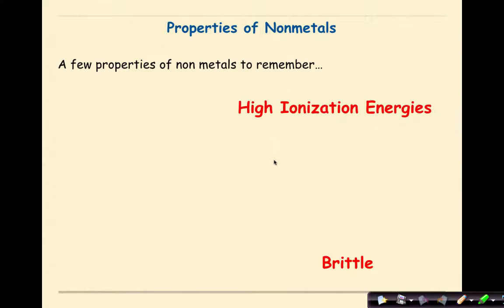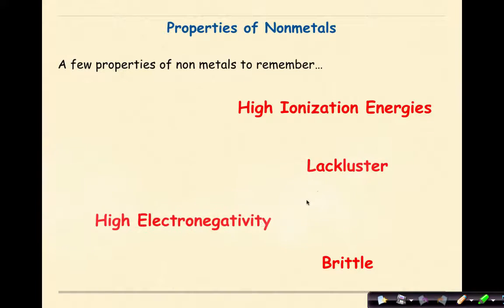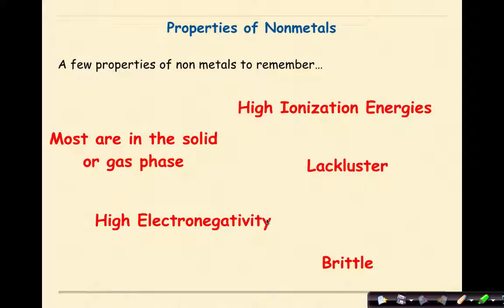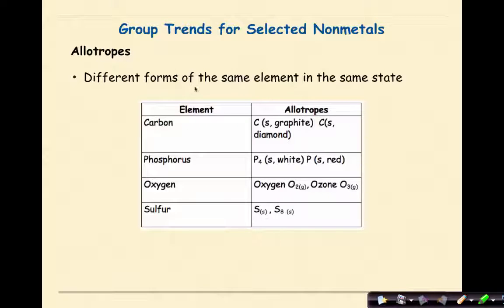They are brittle, they have high ionization energies, they lack luster, have high electronegativities, and most are in the solid or gas phase, with the exception being bromine, which is a liquid. Group trends for selected nonmetals. You need to know the definition of an allotrope. Allotropes are different forms of the same element in the same state.